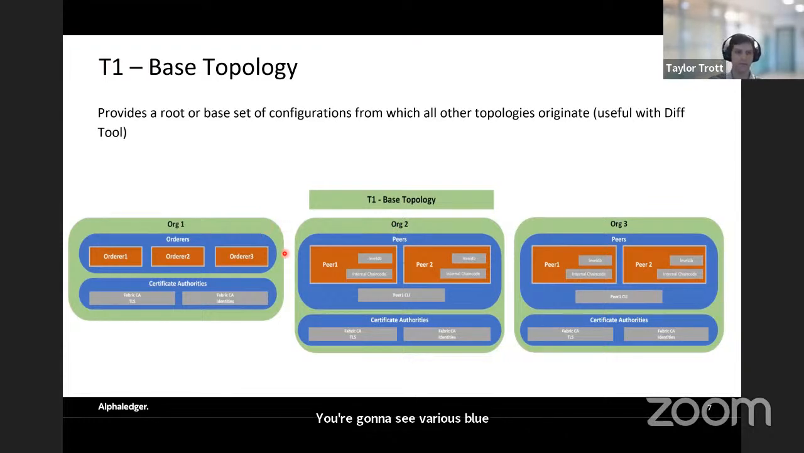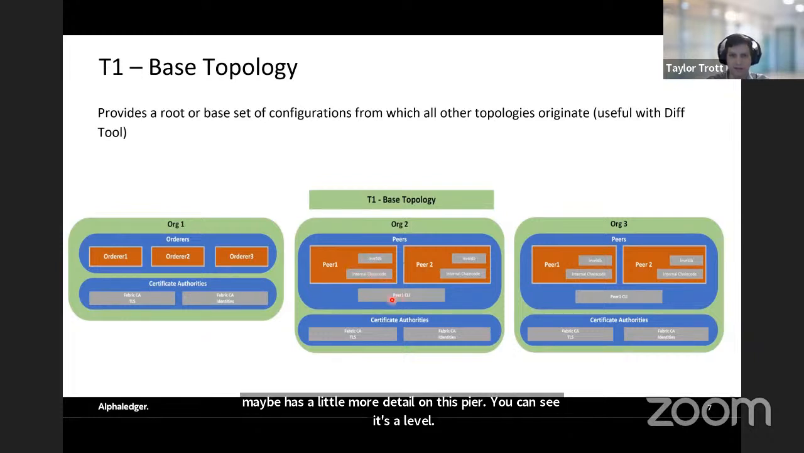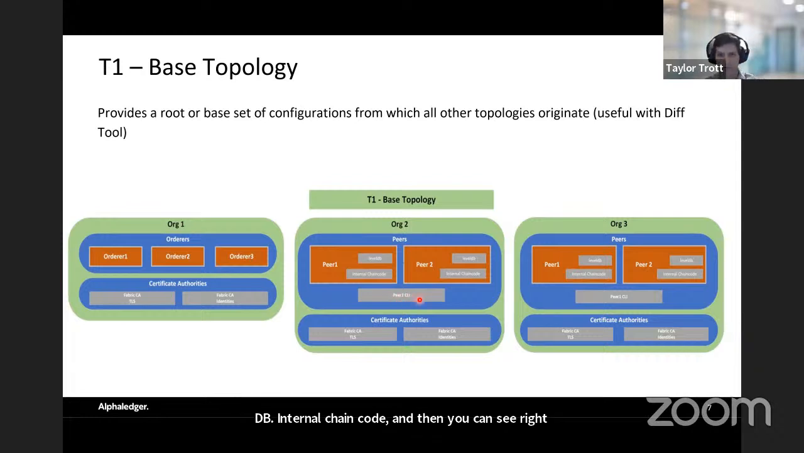So for example, in org 1, we have an orderer service running and a certificate authority service running. Org 2, we have peers and certificate authorities. Org 3, we have peers and certificate authorities. Within the blue boxes, we have individual nodes, you might say, individual services. Each one has a little more detail, like on this peer, you can see it says LevelDB, internal chaincode, and right here it says peer 1 CLI. So it's quite detailed in each one of these diagrams.